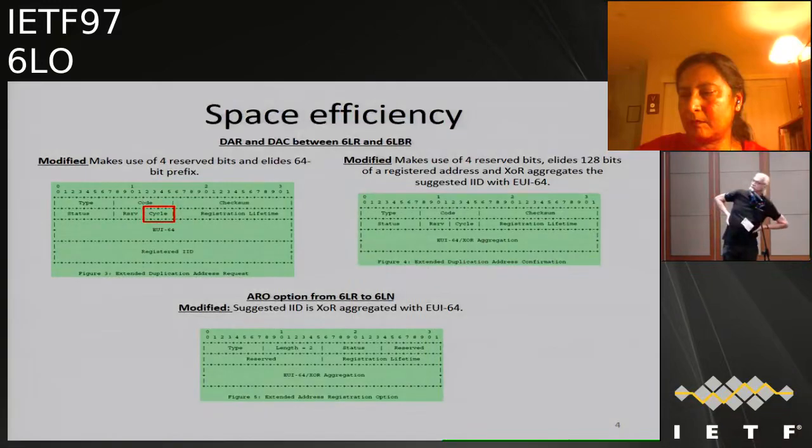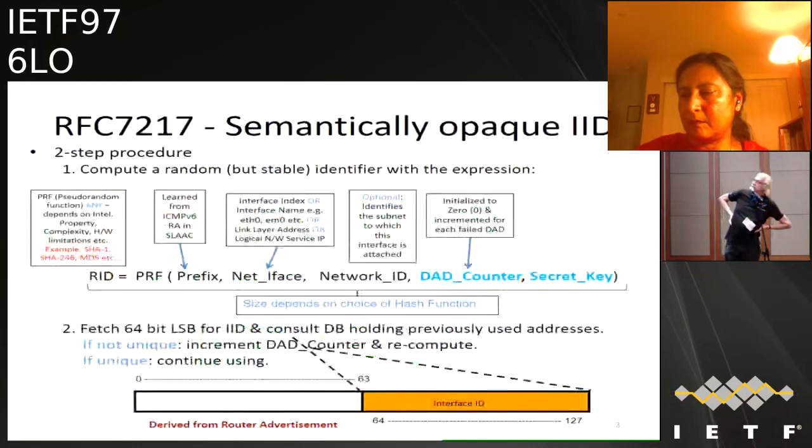Okay, so if the 6LBR runs that function, it has to have the inputs. It obviously has the prefix and the network ID because it's authoritative for those, but it's not authoritative for net IFACE. So how does the 6LBR get that? Is that in some packet that is sent from the 6LN to the 6LBR? Because the 6LBR can't run the PRF function if it doesn't have the inputs. Am I confused? No, you're not confused. Did you understand my question?